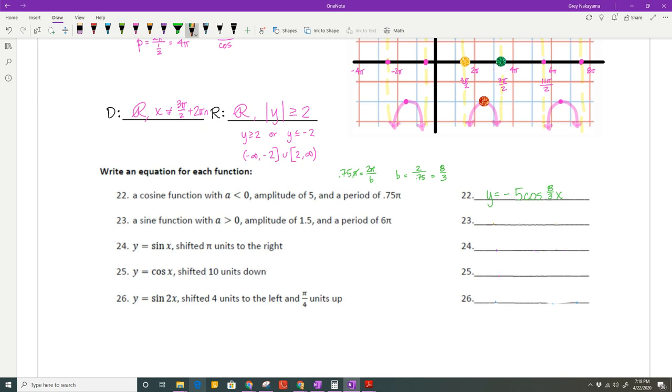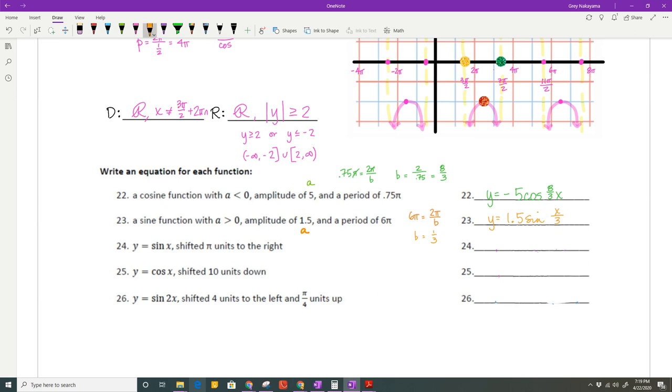23 says a sine function with a positive amplitude of 1.5. So a is 1.5. I should write that on here. This is my a value. Okay. And the next one we have, this is my a value. I think I forgot to write that down. Okay. So a period of 6 pi. So I'm going to say 6 pi equals 2 pi over b. And again, you can divide both sides by pi and simplify that and find out that b is 1/3. So y equals a times the sine of 1/3 x, which is the same thing as x over 3.